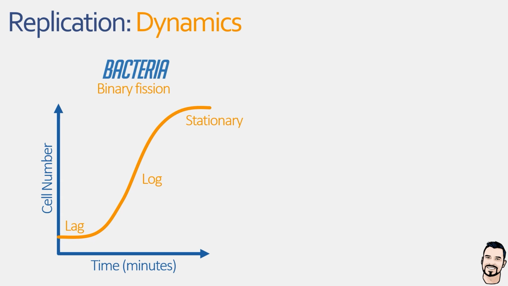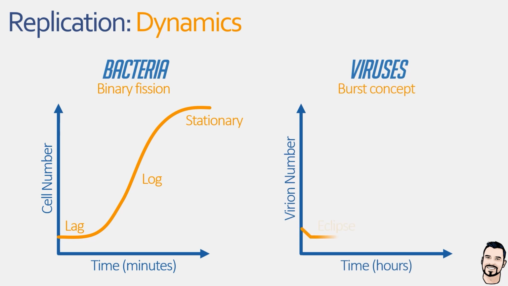And so if we compare this to our viruses and the burst concept, we would actually see a decline in the number of virions present in a sample early on. And this should make sense based on what we've just learned. Once a virus has entered a cell, the number detected in the environment effectively decreases. Following on from this, there is then an eclipse phase, which is where the progeny virions are being produced within the host cell. Finally, we then have a burst phase, where there is a rapid release in the number of detectable virions as the host cell releases hundreds of virions into the external environment in order to infect susceptible and permissive host cells.